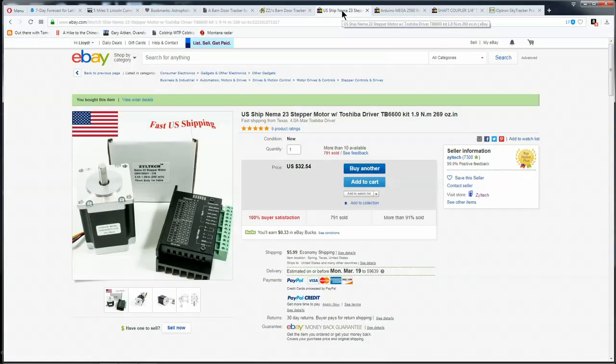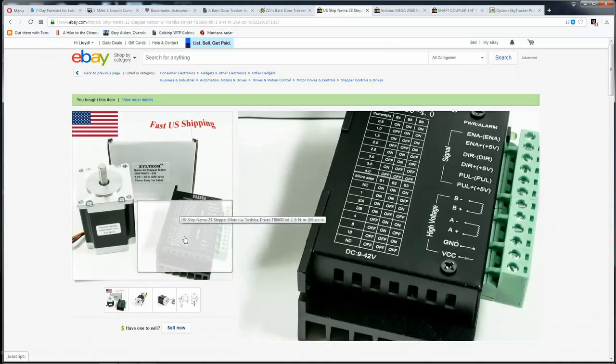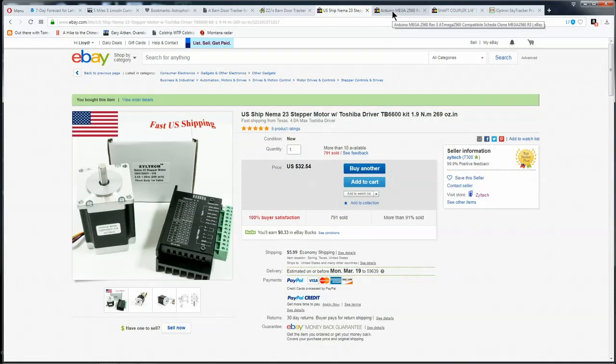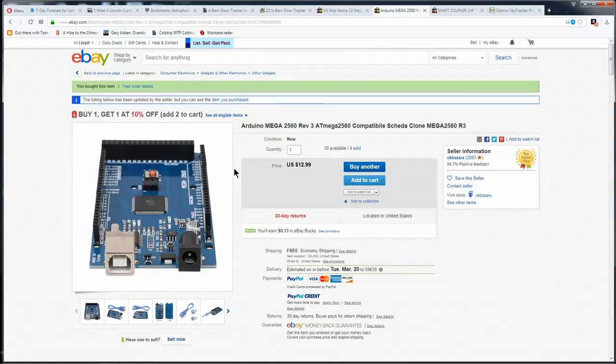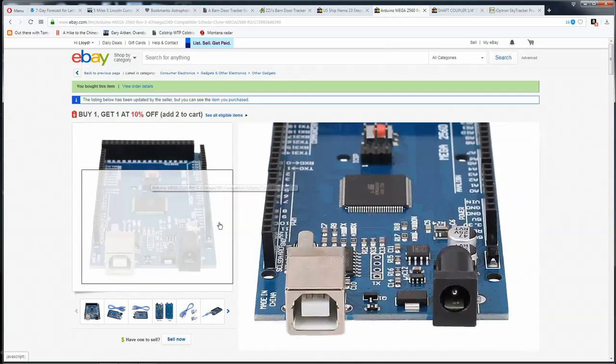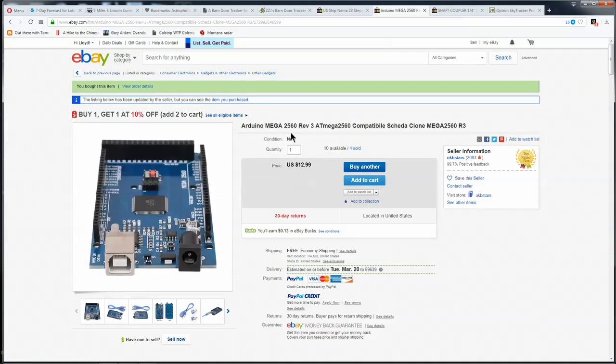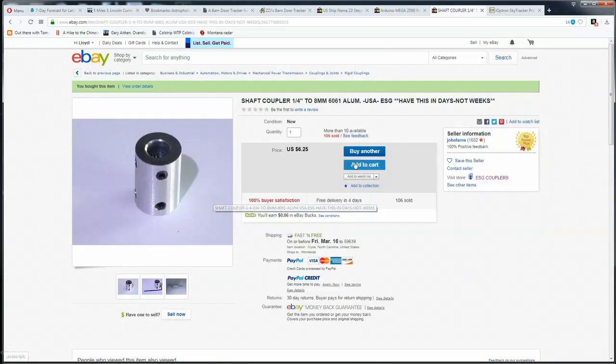What I looked at was a stepper motor with a controller. Here's the controller, here's the stepper motor. Also a clone Arduino Mega 2560, and a shaft coupler.